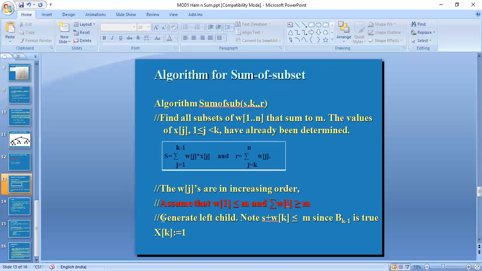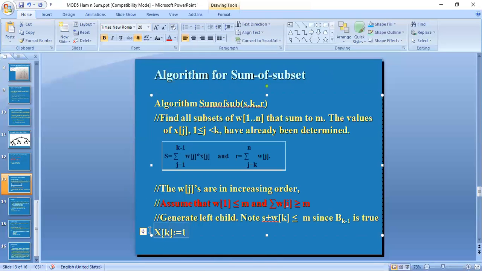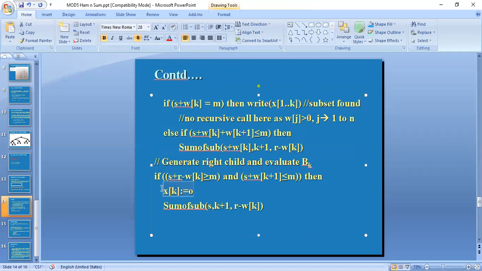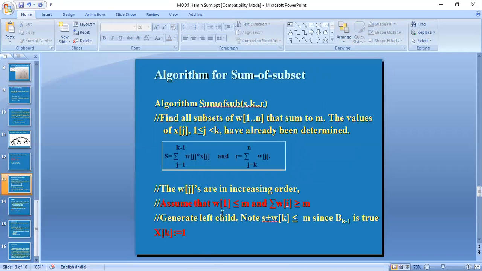So we know that we are going to generate the left child. Left child means that you are going to include the item. So when it includes the item, what will be the value? The value will be 1. But when you are going to exclude the item, the value is 0. That is for the right child. So first we will complete the generation of the left child.